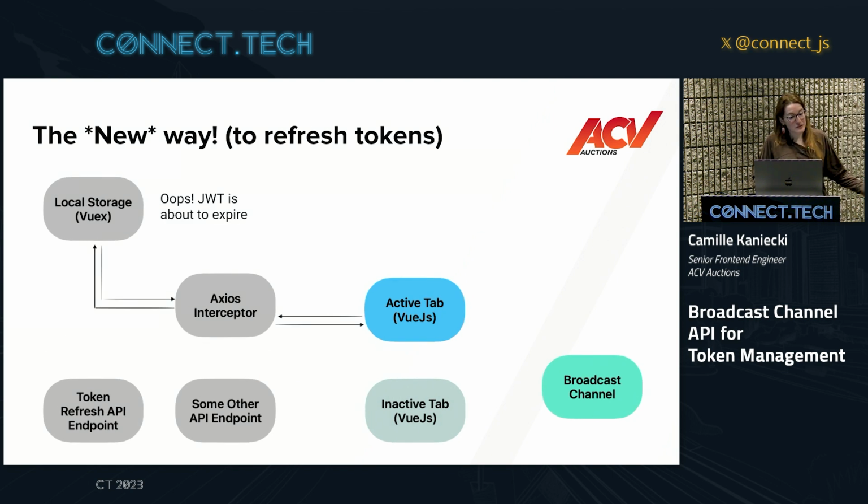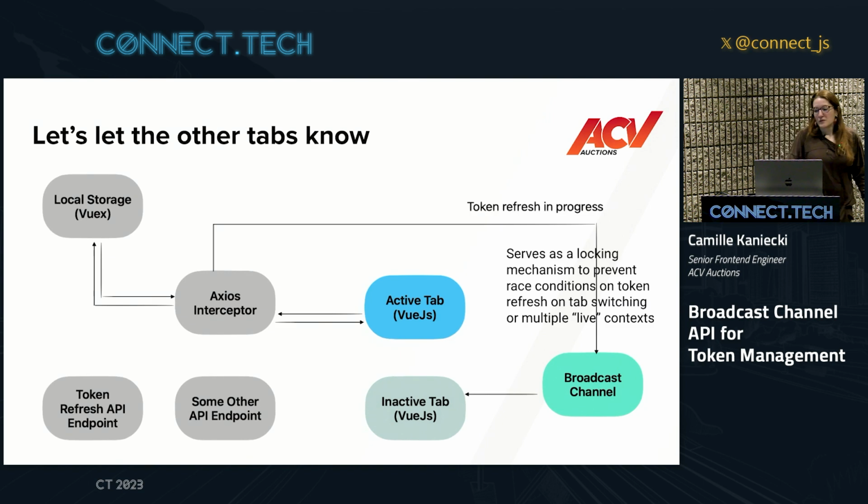Okay, let's assume that we're in that situation and our JWT is in its final throes of life. What we're going to do is first send a message to the broadcast channel that says we are attempting to make a token refresh. Reason being, if we have multiple tabs open for any reason and they would attempt the same thing, we want to let them know not to. So it's a super, super basic locking mechanism, but it's super easy to implement.